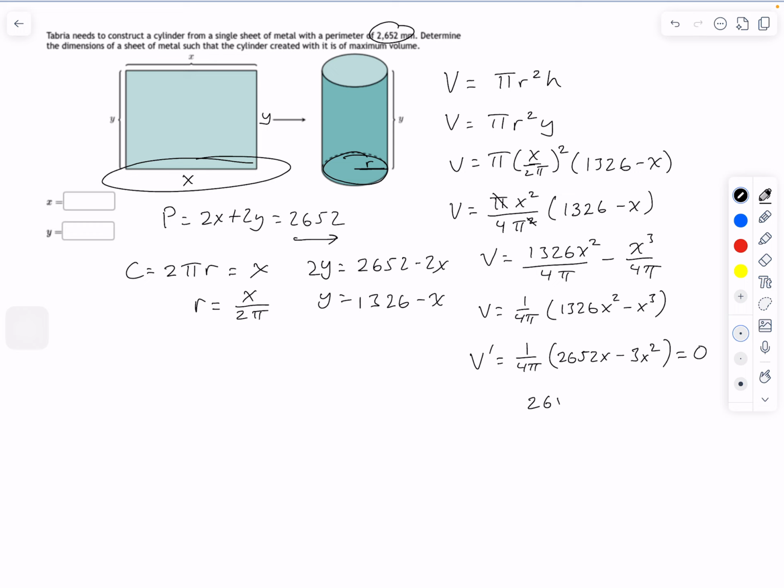So 2652 x minus 3x squared equals 0. Let's factor out the x. x times 2652 minus 3x equals 0. So we have critical points at x equals 0 and 2652 minus 3x equals 0 also. Let's solve for x on our right side. Negative 3x equals negative 2652. Let's divide both sides by negative 3.